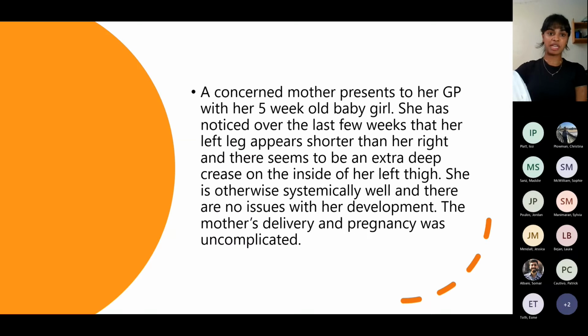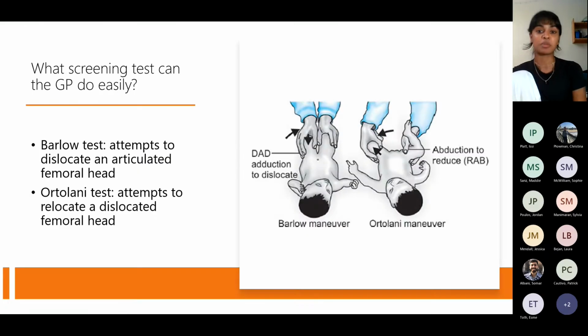A mother presents to her GP with a 5-week-old baby. She's noticed over the last few weeks that the baby's left leg appears shorter than her right, and there seems to be an extra deep crease on the inside of her left thigh. She's otherwise systemically well, there were no issues with her development so far, and the mother's delivery and pregnancy were uncomplicated. Given what you think the diagnosis is, does anyone know what screening test the GP could do quite easily to figure out if this is the case? It's a bit of a two-step. It's not really an SBA, but given what you think the likely thing is, what would you do?